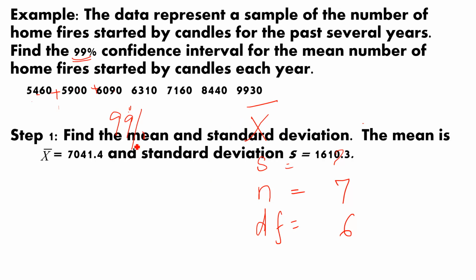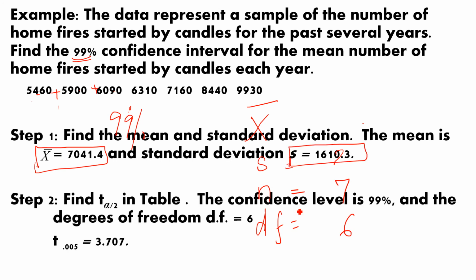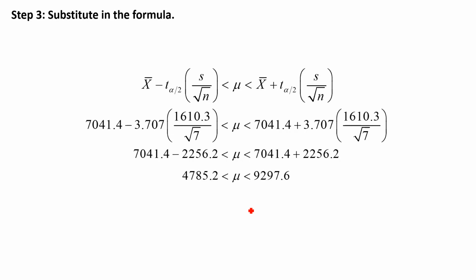So here I have calculated, see this, find the mean. So the mean of all these values is 7041. If you want, you can calculate and double check. And standard deviation is 1610.3. Right? So in the table, confidence level is 99% and degrees of freedom is 6. When you will see, you will get 3.707. And then put these values in the formula.